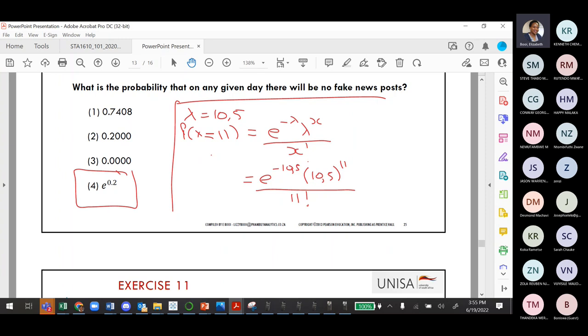I cannot give you the answer because the question is from your exam paper for your assignment. So that's how you would answer the question. And that is why it's very important to know how to use your formulas, because some of the questions might not require you to use the table. You might need to calculate things manually.